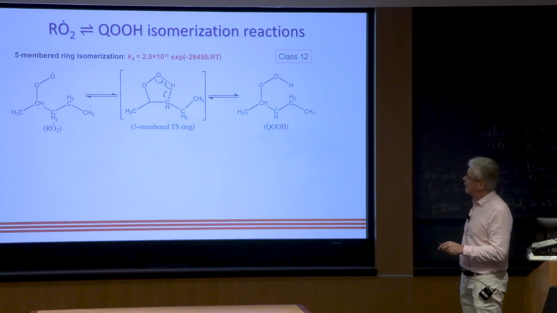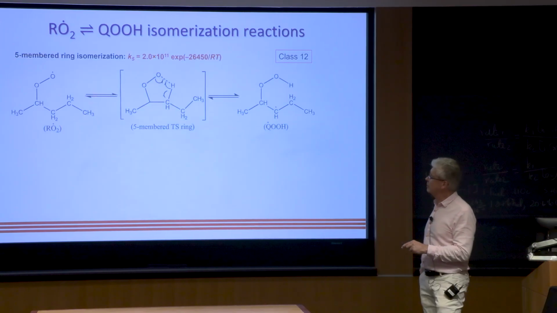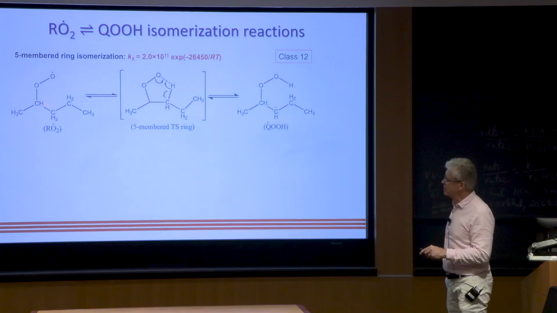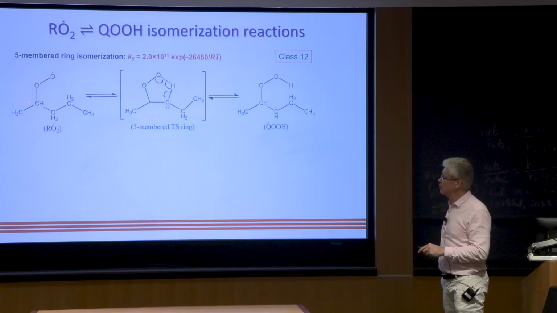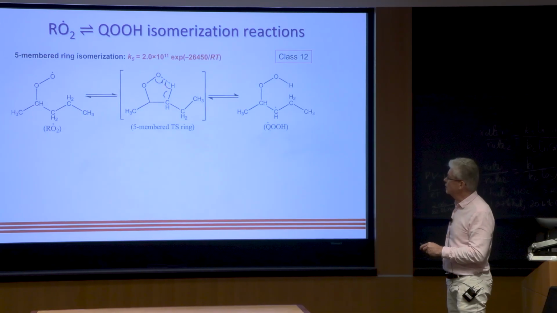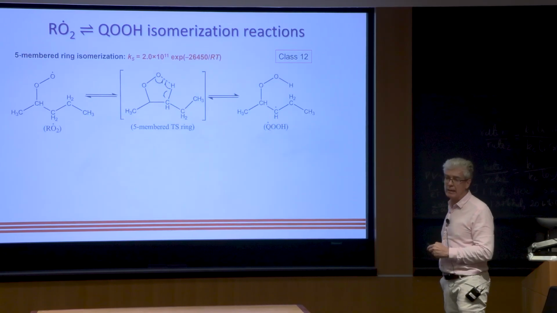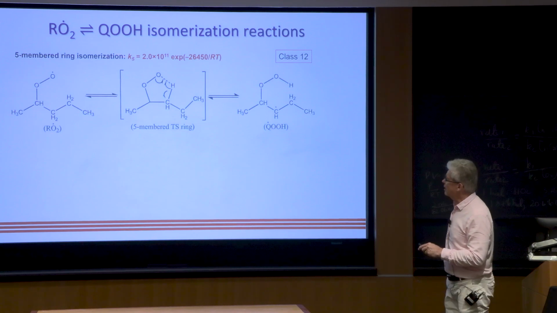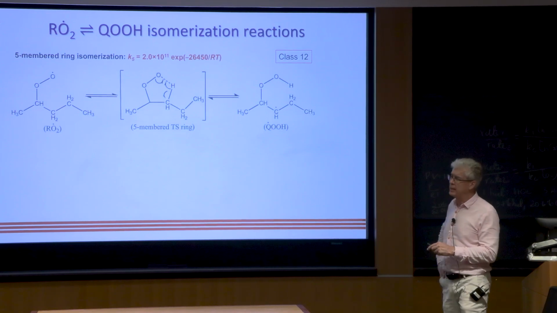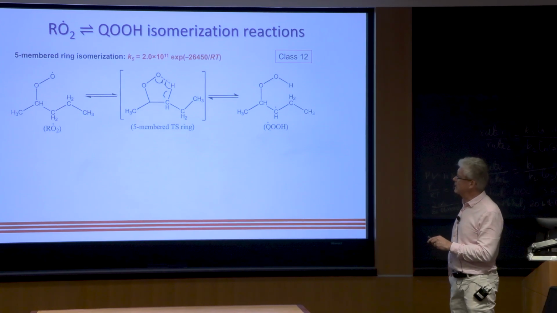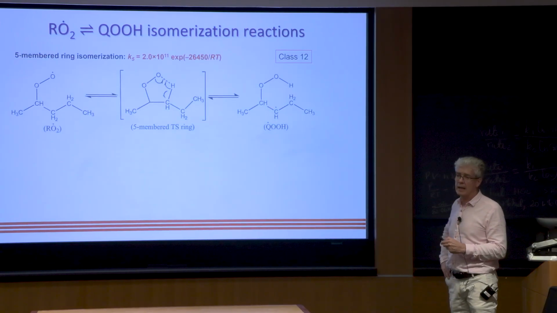So just to show the chemistry, this is a 5-member ring isomerization in sec-pentyl radical. Okay, so we form 2-pentyl radical. It adds to O2, and we get the alkyl peroxy radical. And that can go through this 5-member transition state ring to give this hydroperoxy alkyl radical. All right? And I have a rate constant written here. It's 2 times 10 to the 11 with an activation energy of 26.45 kilocalories per mole.